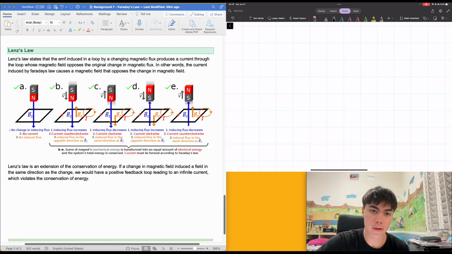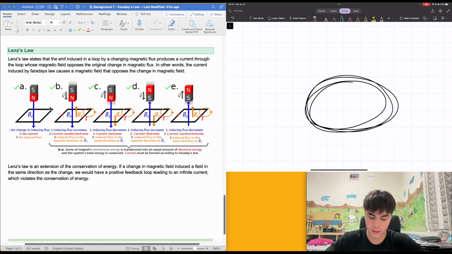Now we're going to talk about Lenz's law. Lenz's law gives us the direction of the induced EMF within a coil when we change the magnetic field through a coil. Lenz's law relies on one principle, which is the principle of conservation of energy. Here I will give a short proof of Lenz's law, which is also an explanation of how it works.